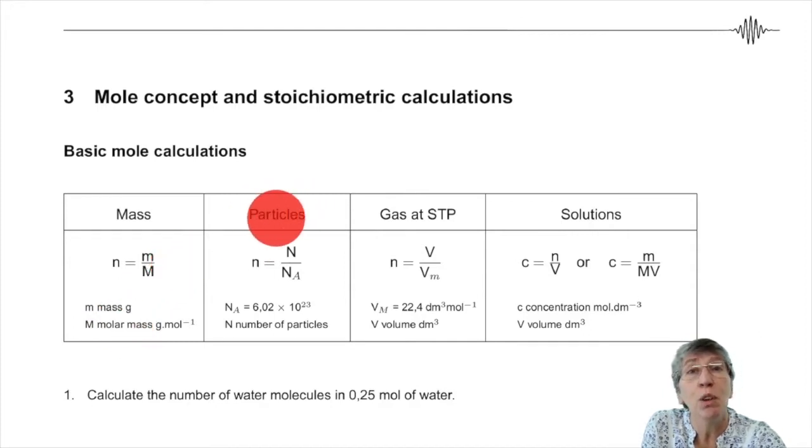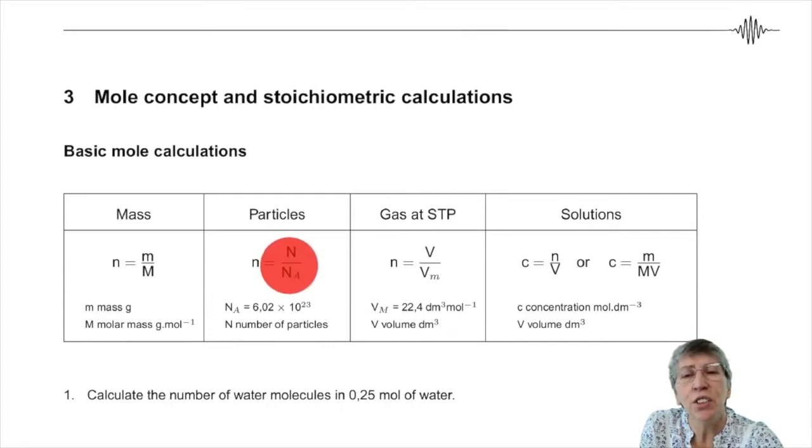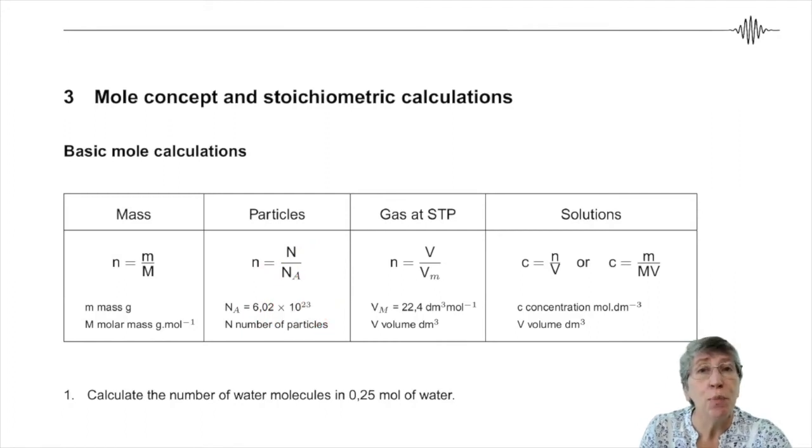Now here we're working with particles. When we work with particles, that particles can be ions, atoms, molecules. You just need to know how that substance occurs in nature. And here you're going to use the number of particles divided by Avogadro's number, that's 6,02 times 10 to the 23. When you have volume, you have to be careful.